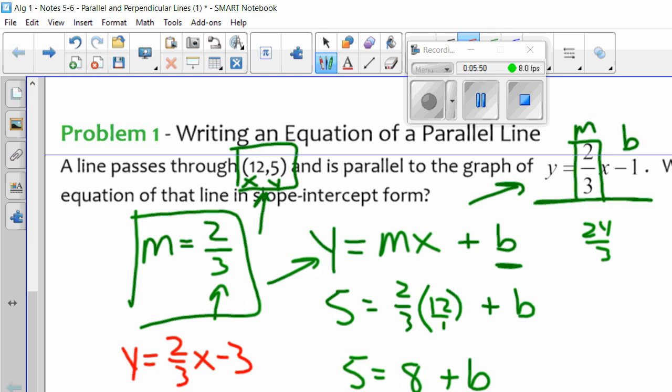Okay? And if you look at it, parallel lines should have the same slope. So I just wrote the new equation of a line that went through this point. And here was the slope of the line that I started with. Are the slopes the same? They are, so therefore they'll be parallel on a graph.